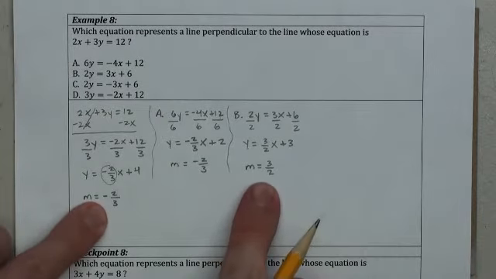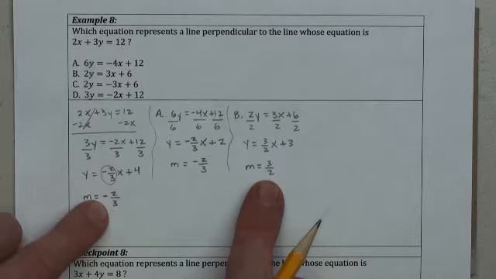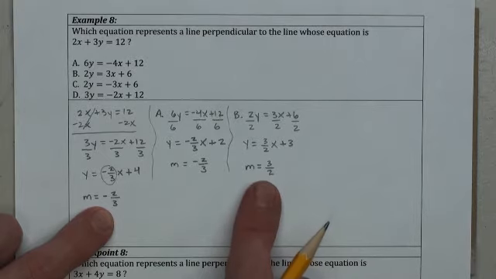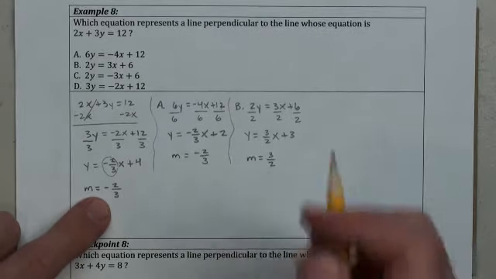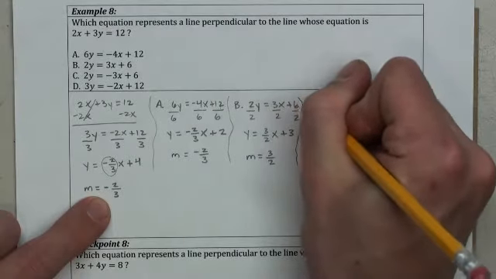Check it out. These two fractions, this one is just the negative reciprocal of this one, or they're negative reciprocals of each other, right? You just flip one of them and negate it, and if you flip this and negate it, you get this. If you flip this and negate it, you get this. So it looks like B is our answer, but we need to still check C and D, just to make sure that we're not doing anything wrong here.